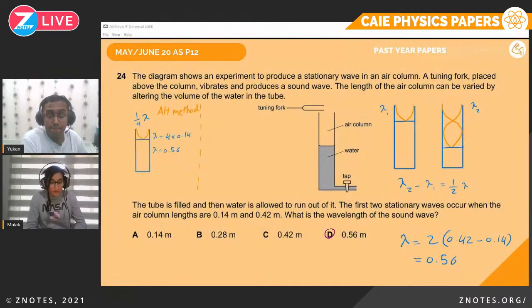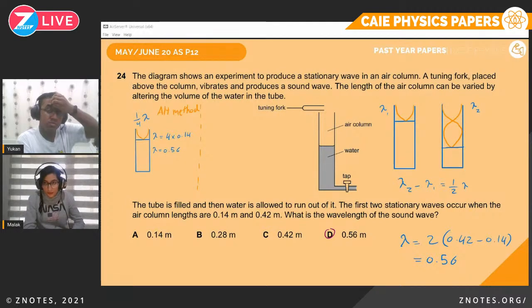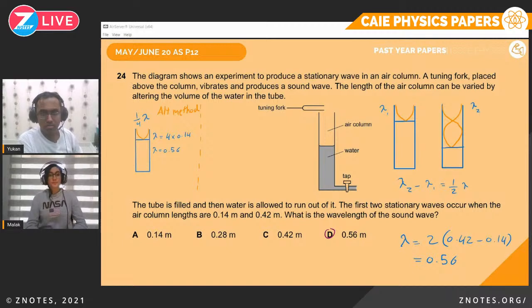Question 24. The diagram shows an experiment to produce a stationary wave in an air column. A tuning fork placed above the column vibrates and produces a sound wave. The length of the air column can be varied by altering the volume of the water in the tube. Okay, so the tube is filled and then water is allowed to run out of it. The first 2 stationary waves occur when the air column lengths are 0.1 meter and 0.42 meter.